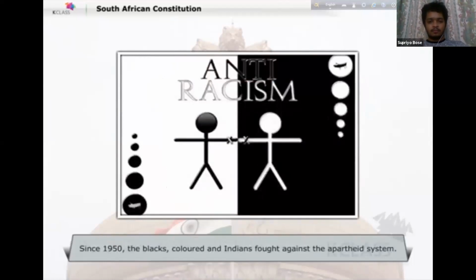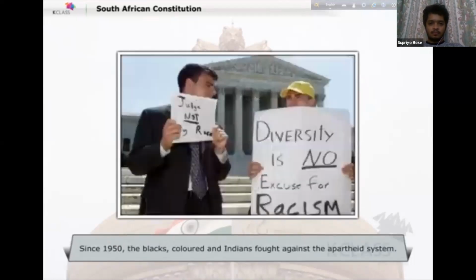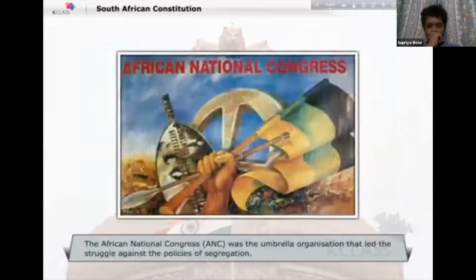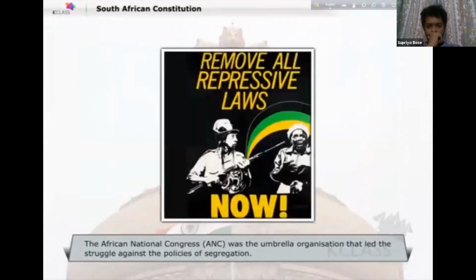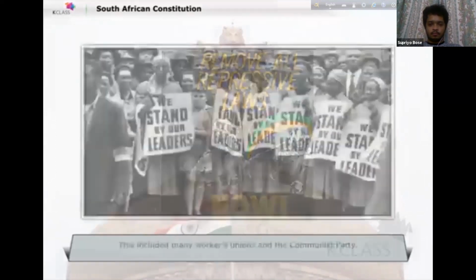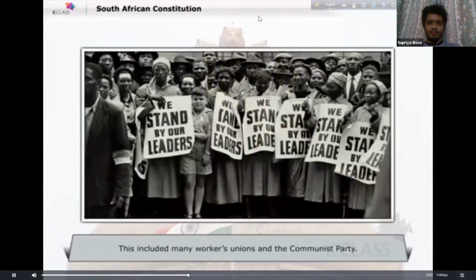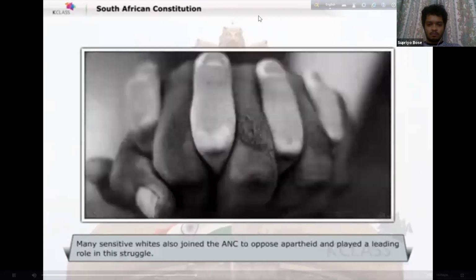Since 1950, the blacks, colored, and Indians fought against the apartheid system. They launched protest marches and strikes. The African National Congress, ANC, was the umbrella organization that led the struggle against the policies of segregation. This included many workers' unions and the Communist Party. Many sensitive whites also joined the ANC to oppose apartheid and played a leading role in this struggle.